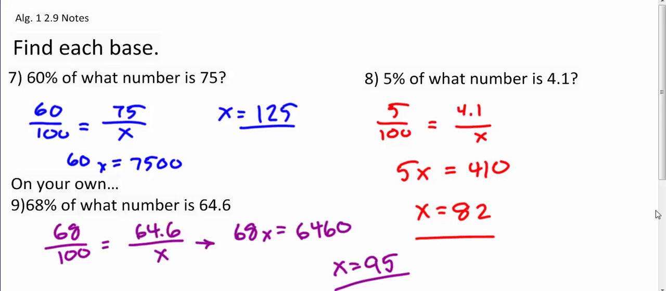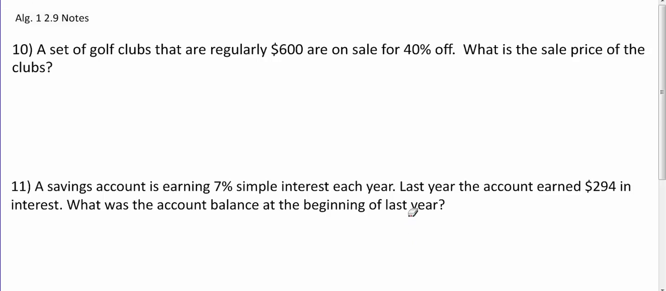I've been able to accomplish two things. First of all, I solved number 9. You can see the work here, 68 is to 100 is 64.6 is to our unknown, cross products property, division, and our value there was 95. 95 was the original number there. Also, you'll note that I fixed the color coding on number 8. That makes me feel a lot better about the value of these notes.